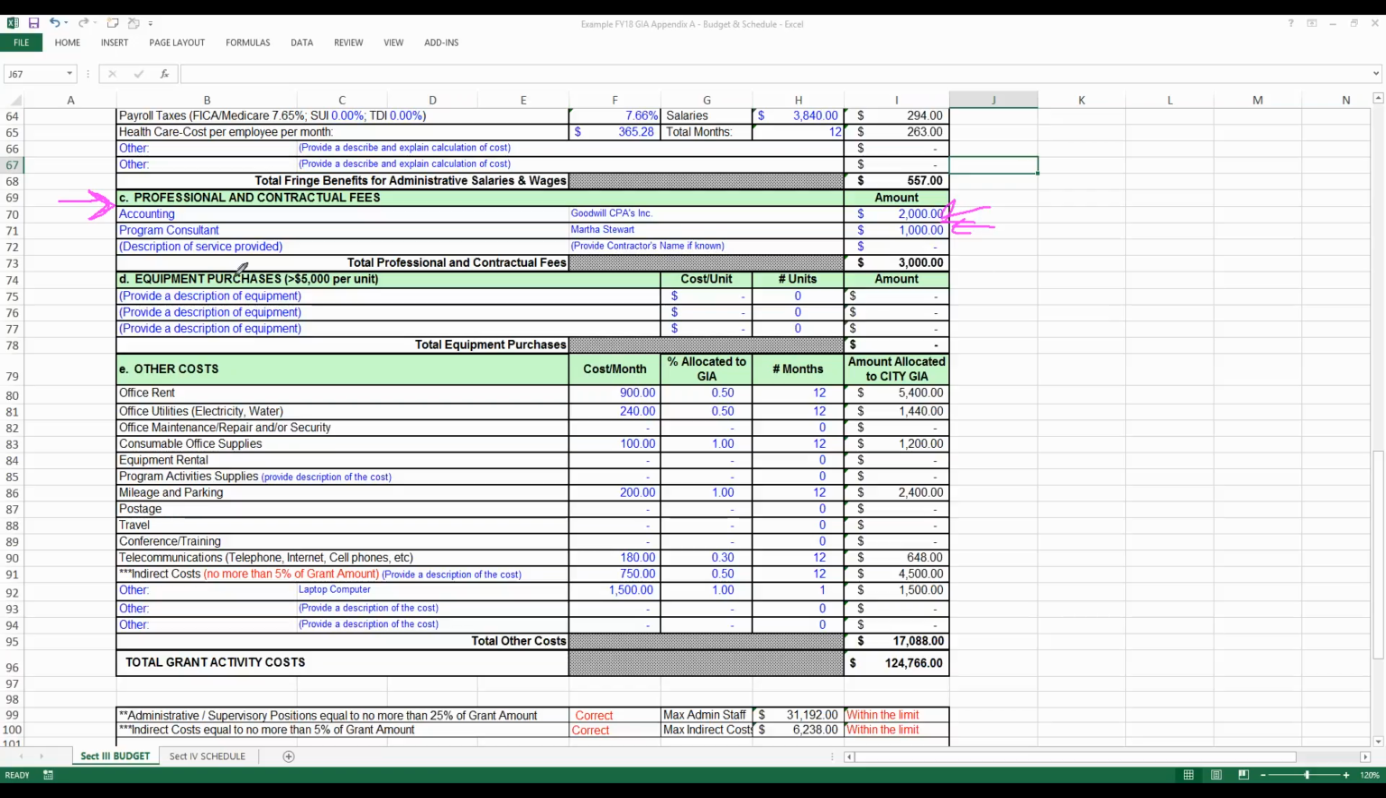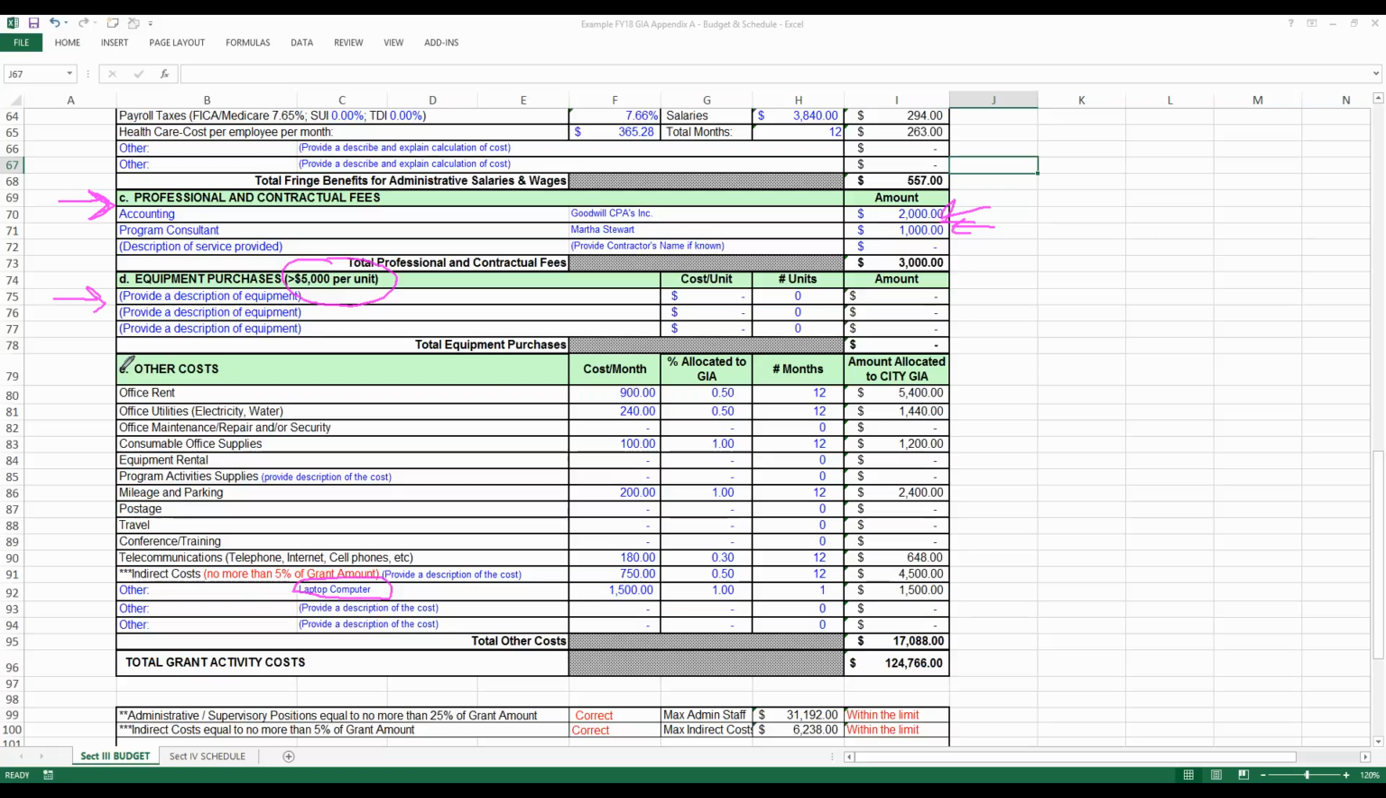Okay, moving on to the equipment purchases, section D. So if you are planning to purchase any equipment with a unit cost of $5,000 or more, then you list your equipment here, such as maybe some specialized heavy equipment, maybe some medical equipment, maybe some vehicles. So again, only for the equipment with a unit cost of $5,000 or more. For some equipment such as laptops, you will have them in another section. I have an example. Laptop computer goes into the other costs, because the unit cost is only $1,500.